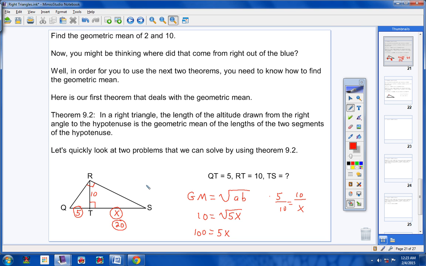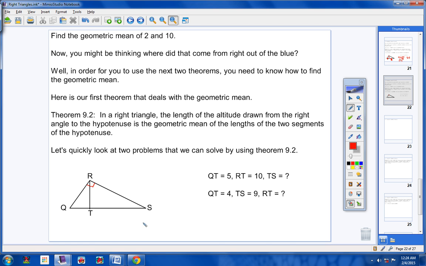Anytime I'm going too fast, just let the supervising teacher know, okay? Alright, next one, here we go. Alright, same triangle, different lengths here. Here we go. QT is 4. TS is 9. Find RT.